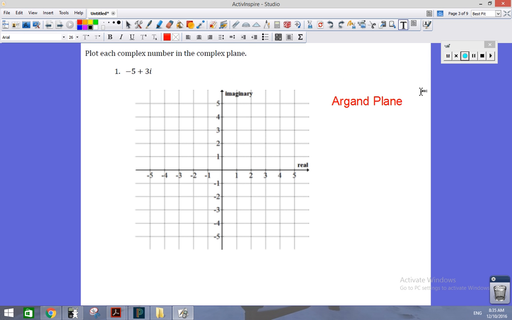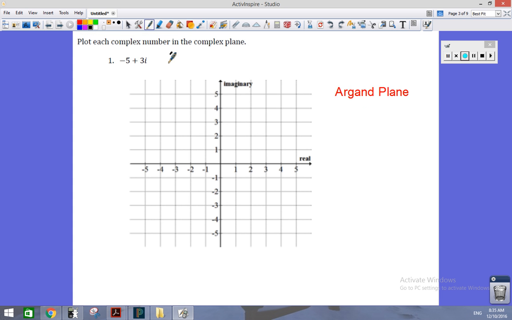So what does that mean? Well, if we have negative 5 plus 3i, we're simply going to view that as the ordered pair negative 5 comma 3, where the first number, negative 5, is along the horizontal axis and the 3 along the vertical. So we're just going to put a point right there.